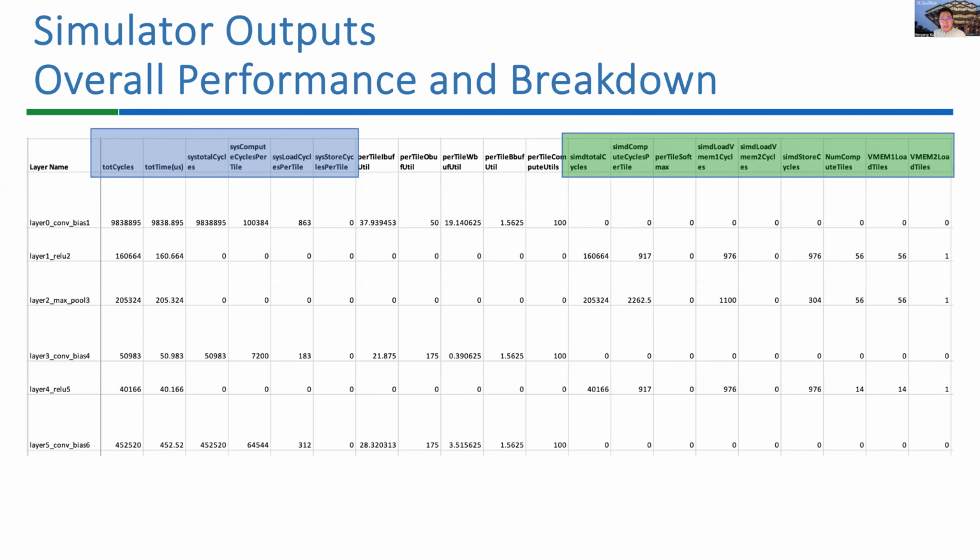As the blue box highlights here, the simulator result contains overall performance stats, including total cycles and cycles per tile, and systolic cycles and SIMD cycles separately. For example, the layer 1 ReLU 2 layer is a SIMD layer, thus the systolic total cycle is 0. The performance is also broken down into compute cycle, memory load cycle, and memory store cycle, as the green box highlights.